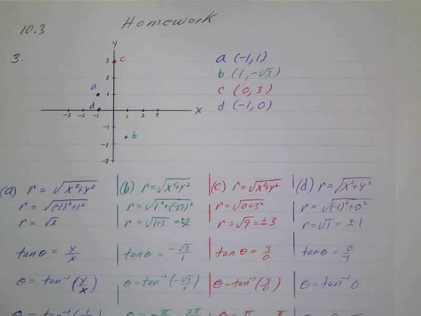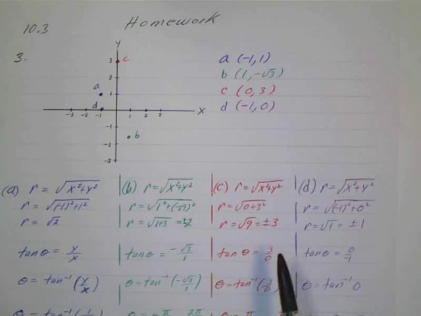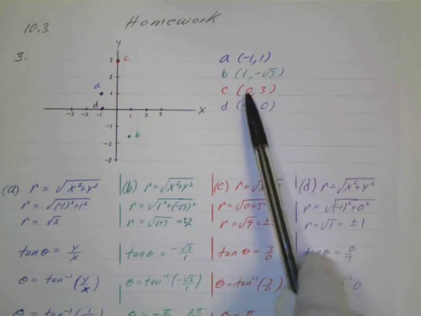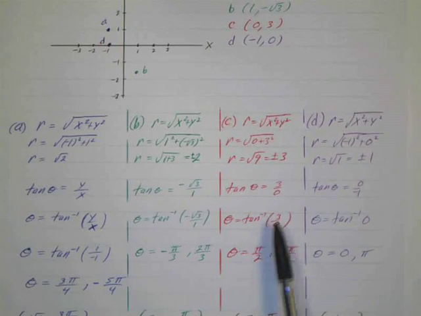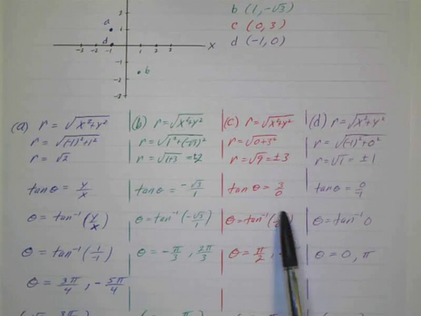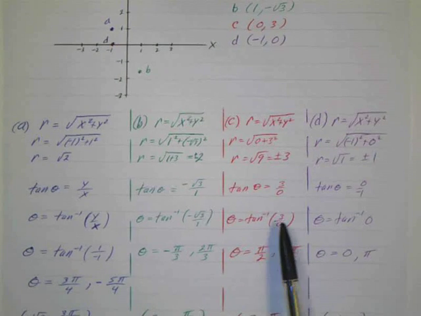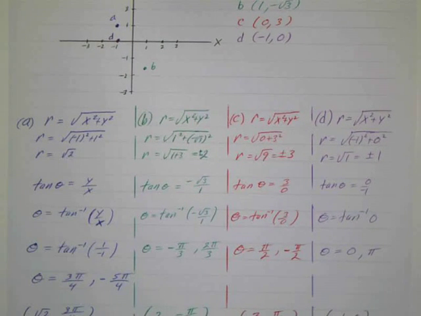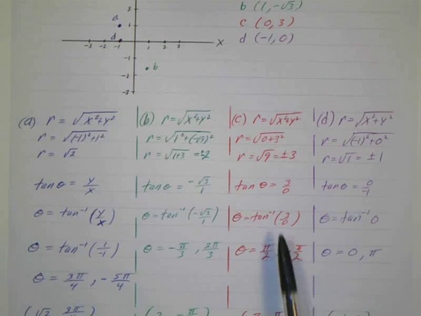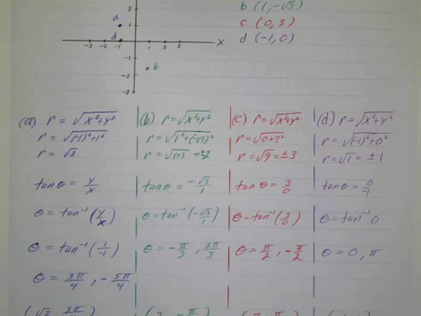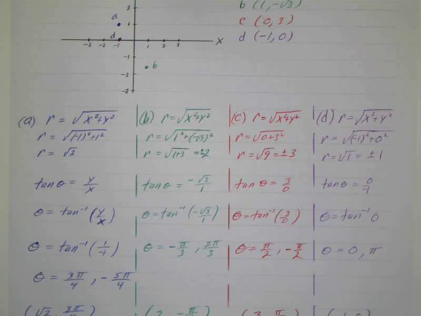Now the tangent, now this is a little tricky because the tangent of theta is y over x, and I get theta is the angle whose tangent is 3 over 0. Now, 3 over 0 is undefined, but that's where we have asymptotes. Remember, our tangent has asymptotes at pi over 2 and negative pi over 2, and that's where it's undefined, so that's going to be what theta is. So you have to kind of know your graphs.